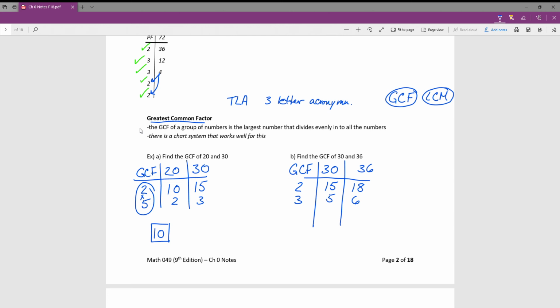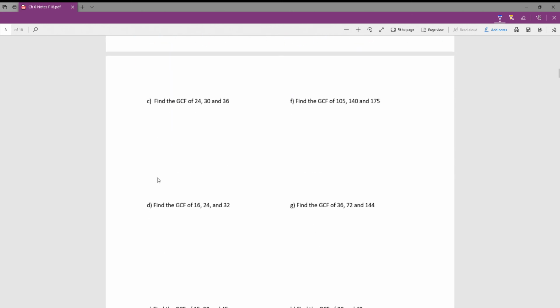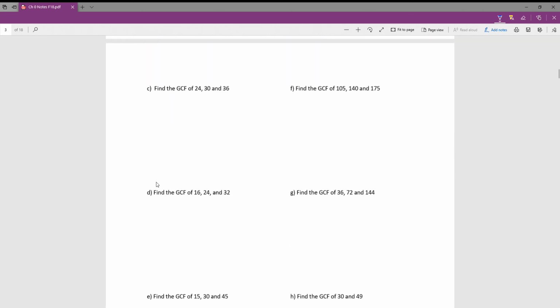And I know I'm done here because there's nothing that these two share as a common factor other than 1, but that would just keep my list going forever. So once I'm down to the numbers at the end of my columns and I can't find a number that they share as a factor, that's when I'm done. So my greatest common factor is going to be the product, remember that's multiplication, of these two numbers. So there's the 6.